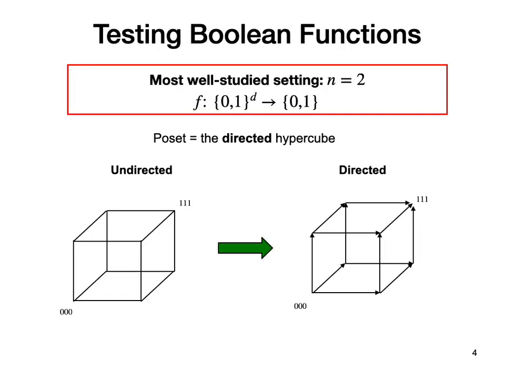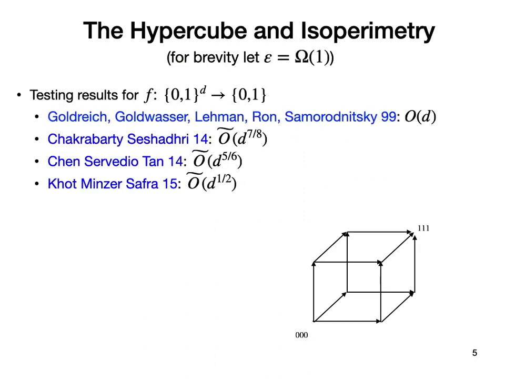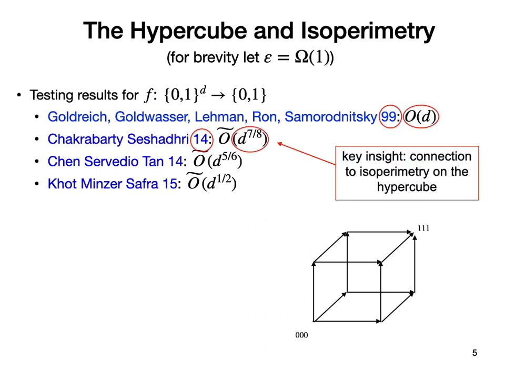So naturally, the most well-studied setting for this problem is the case when n equals 2. So this corresponds to the hypercube domain. And there's been a long line of work studying this problem going back to the original paper, which achieved an O(d) query tester. So Chakrabarty and Seshadhri in 2014 were the first to achieve sublinear in d. And the key insight that allowed this was that there's a connection with isoperimetric inequalities on the hypercube, and I will talk more about this shortly.